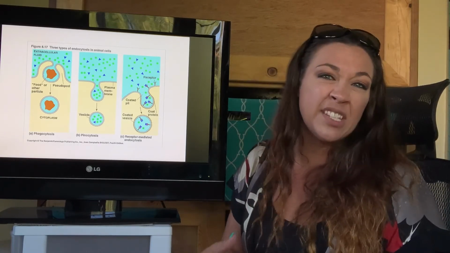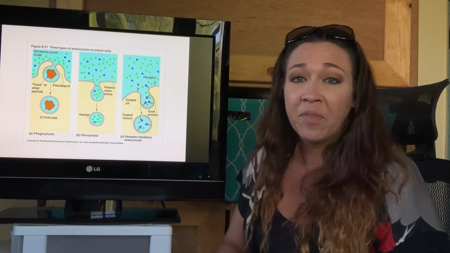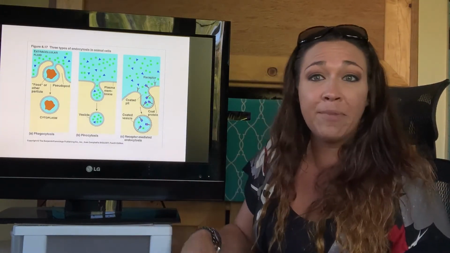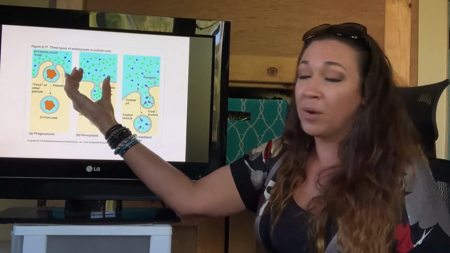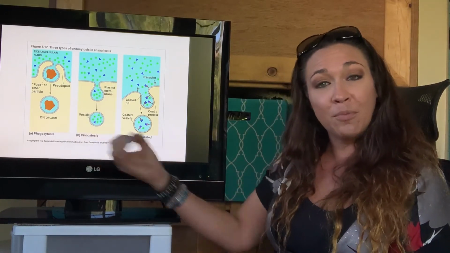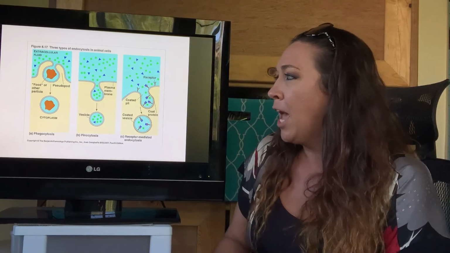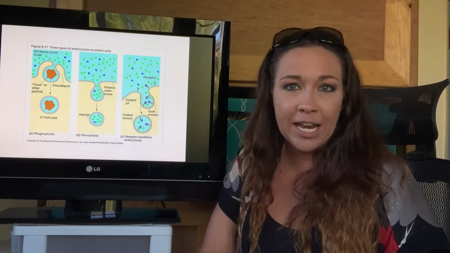Now, there's another one called pinocytosis, which is essentially cell drinking. So phagocytosis is cell eating. Pinocytosis is cell drinking. Say you have some nutrients out here that your cell needs. And it's like, all right, I'm going to do the same thing. I'm going to start pinching off. I'm going to bring in some of that liquid, and then I'm going to drink it up. Hence, pinocytosis, cell drinking.